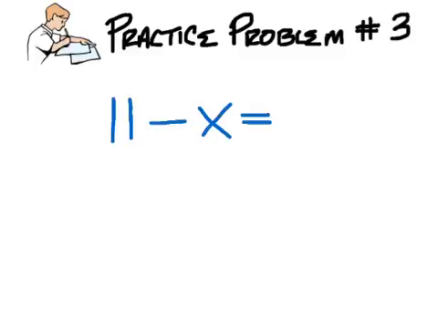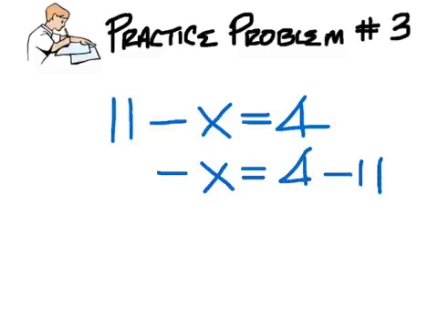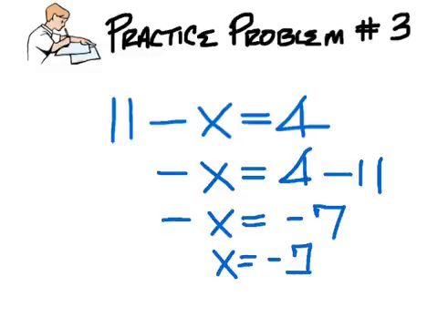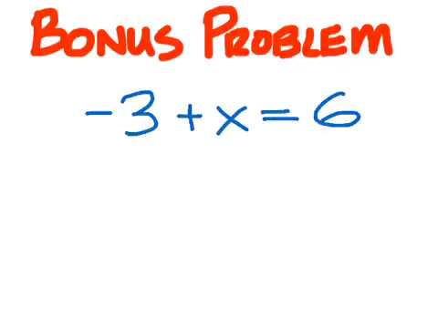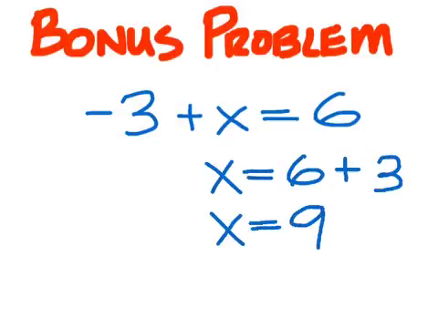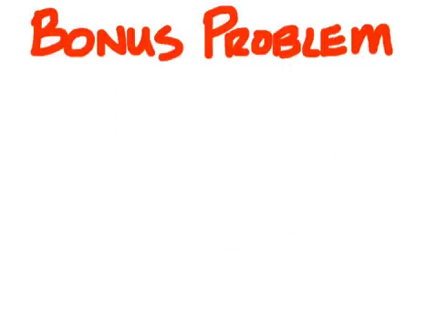11 minus x equals 4. For the practice problem, 4 minus 11 is -7, which you have to divide by -1. 7 should be the answer. Bonus problem. -3 plus x equals 6. Keep the x and then add 3 to the right. Answer should be 9. Another bonus problem.